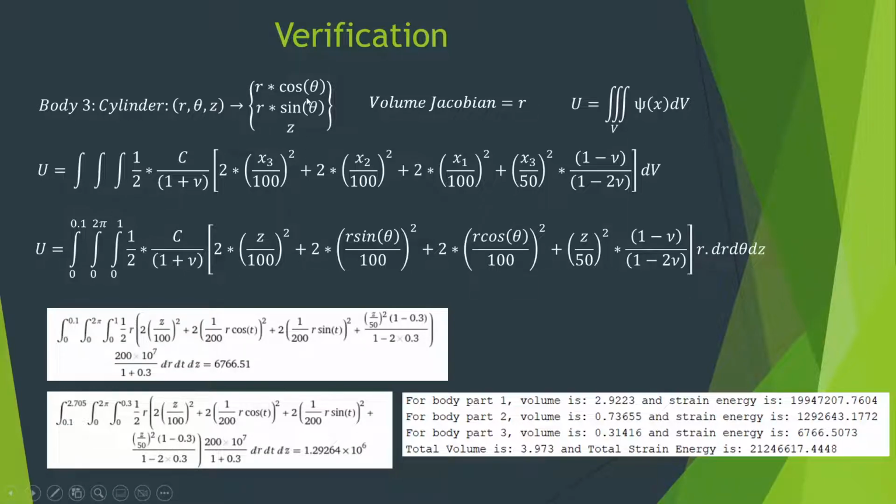And since the parameterizations of the second and third body are really close, we can just change the values of the limits, and we can find the strain energy for my second body as well. And we can also verify that yes, it is pretty close, or approximately the same, to my value computed by MATLAB.